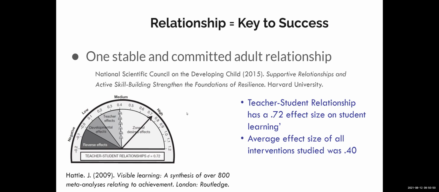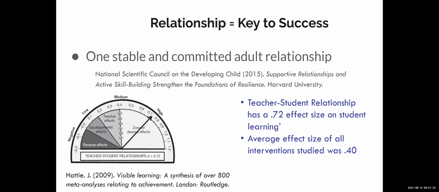Just in case you're unclear on how to interpret effect sizes, an effect size is a proportion of a standard deviation. So an effect size here of 0.72 means that the experimental group exceeded the control group by 0.72 standard deviation units, which basically means that they performed 72% of a standard deviation better than the average performance in the control group.